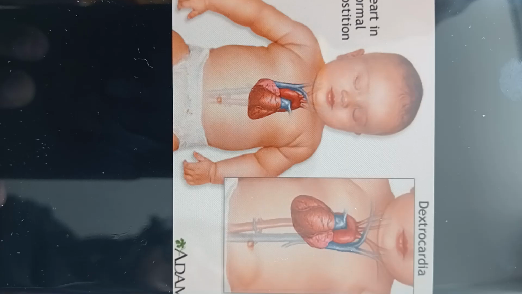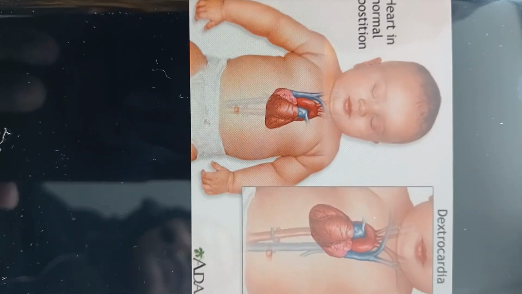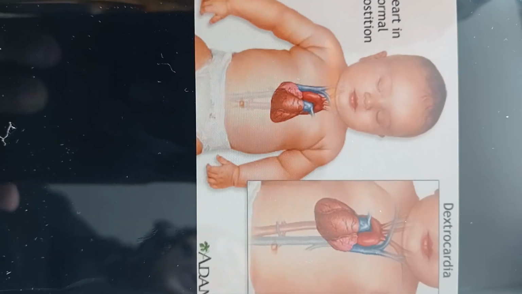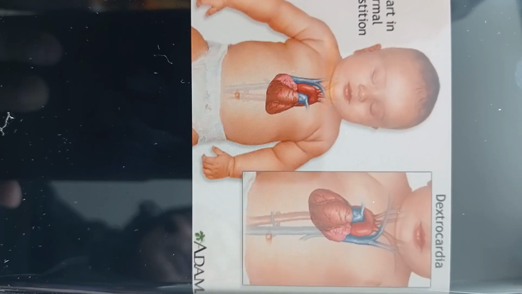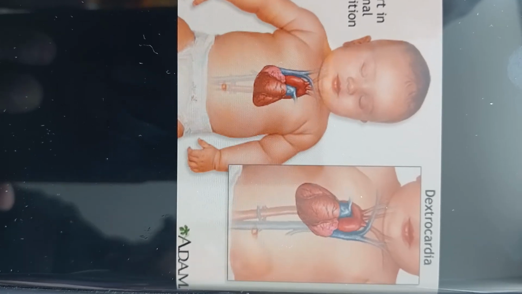First of all, we have to know what is congenital cardiac malformation. That means malformation occurs in the heart and is present from birth. That refers to congenital, okay, which is present from birth.